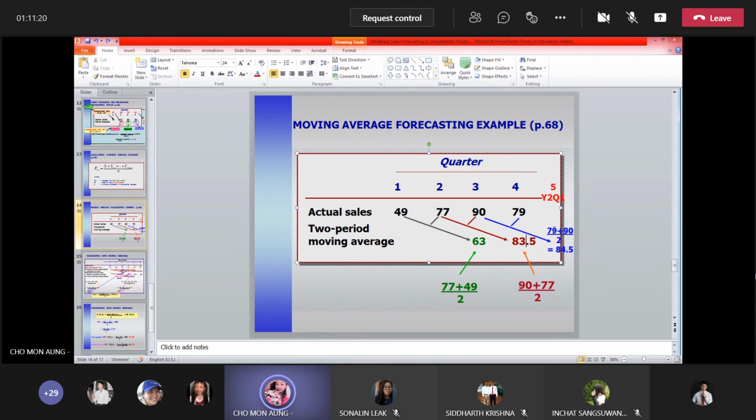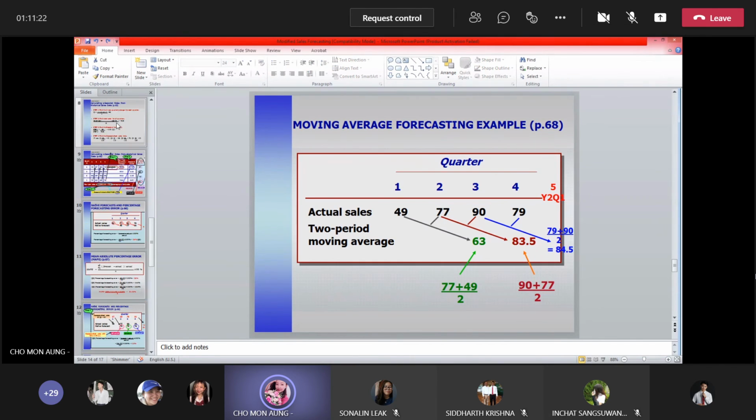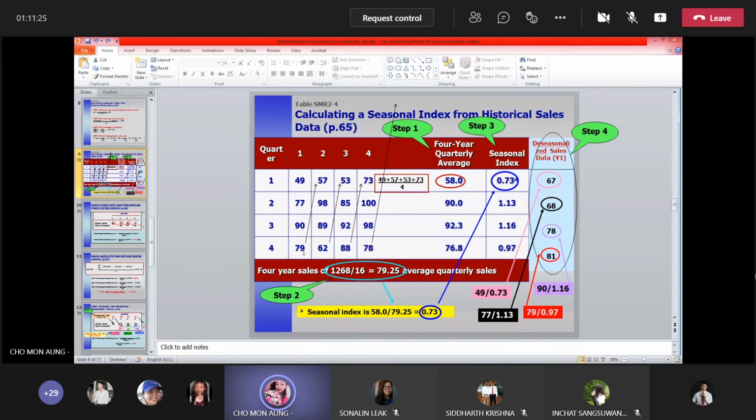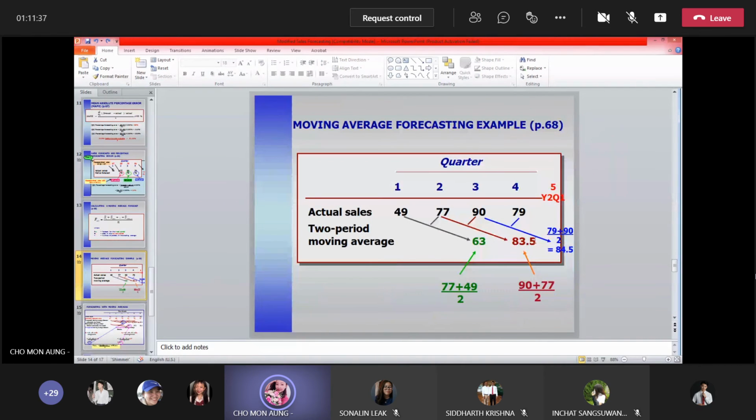Okay, so when we come back to the table here again, after quarter 4, the next period that we will have to estimate will be year 2, quarter 1, right? So for year 2, quarter 1, in this case, we have 79 plus 90 divided by 2. So the average 84.5 would be the forecast for year 2, quarter 1. Is that clear?